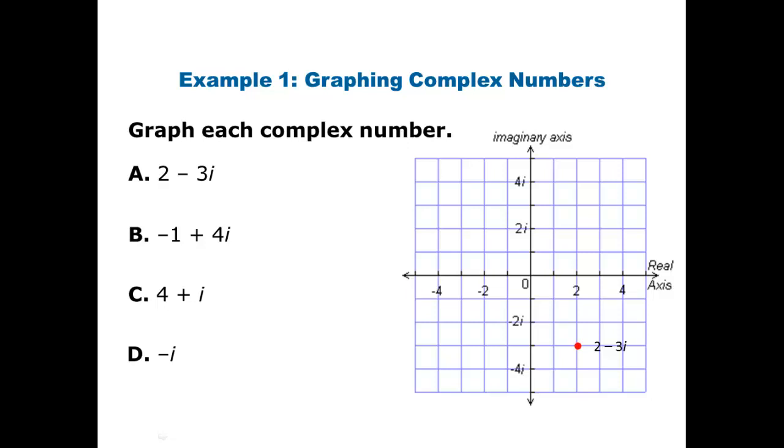So negative 1 plus 4i, we would go left 1 and up to 4i. 4 plus i, we would go to the right 4 and up to i. Negative i, we wouldn't go left or right any, we would just go down to i.